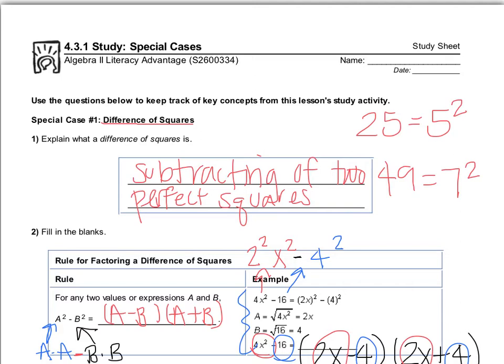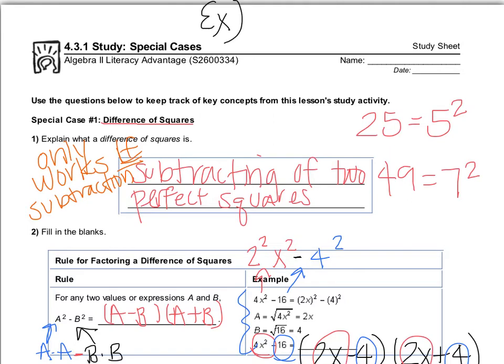So I'm going to do this in an orange color, is that it only works if there is a subtraction sign. Okay? Now what this means is that they're going to try and trick you because, you know, they have to be mean in math. And so I'm going to write an example up here of something that would not work.